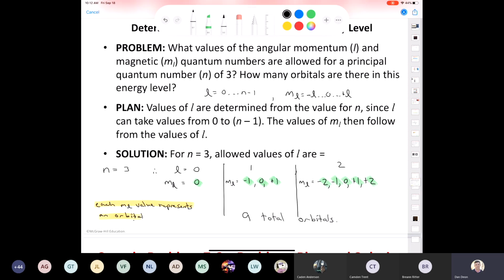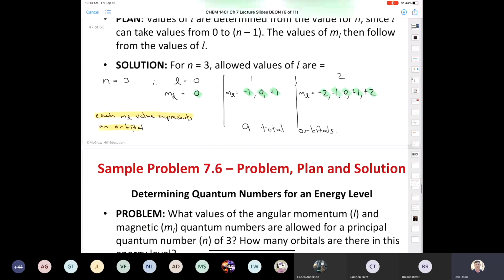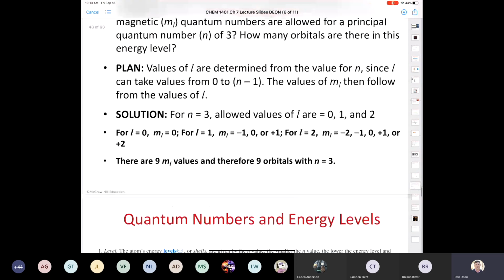What's your take-home message? I can figure this out. Of course, I can use a little formula like this. Sure. You told me that n is equal to the size, L is equal to the shape, ML is equal to the orientation or the direction, and then each direction represents an orbital. Okay, cool, but what's the significance? Don't worry, we're going to get there. I really want to bust through all this.